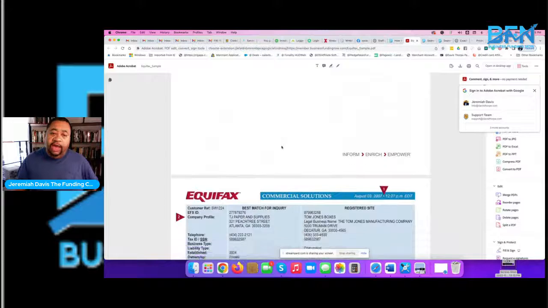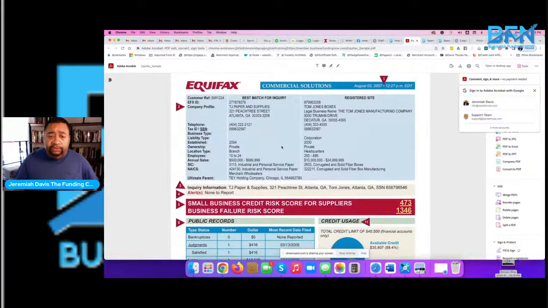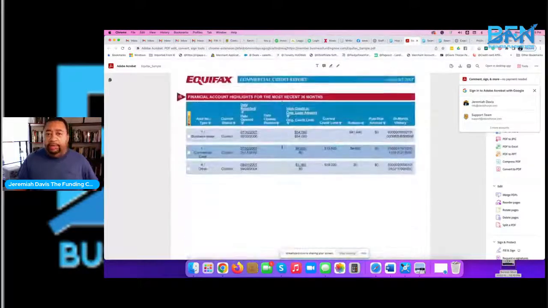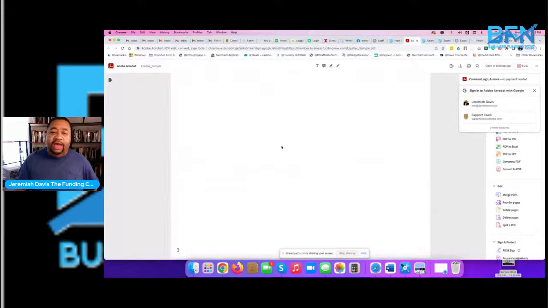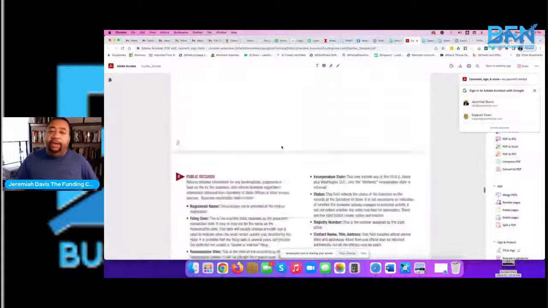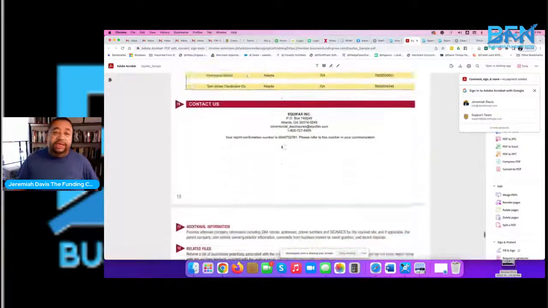How do you read a business credit score? This is a sample of an Equifax commercial business credit report. Do you have one? You need to have one. You need to have it set up correctly, and then you need to understand it as well. That's why it's here. You need to know just as much about your business credit and your business finances as anybody.